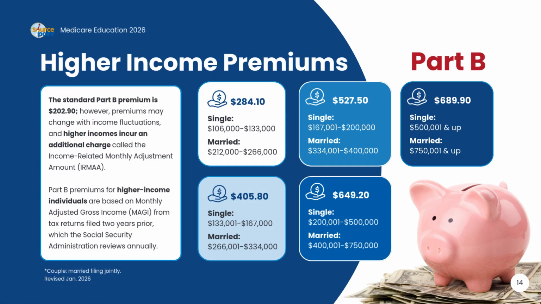Here you can see the Part B premiums for those with higher incomes. Premiums are based on monthly adjusted gross income from tax returns filed 2 years earlier. The Social Security Administration reviews these returns annually to determine your premiums. Your premium amount may change if your income changes. Higher incomes incur an additional charge called the income-related monthly adjustment amount. Individuals with incomes below the listed amounts will pay the standard Part B premium, which can change each year.